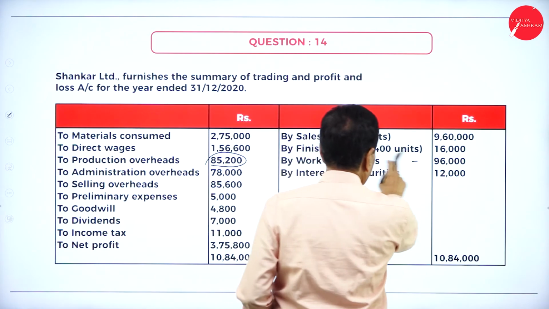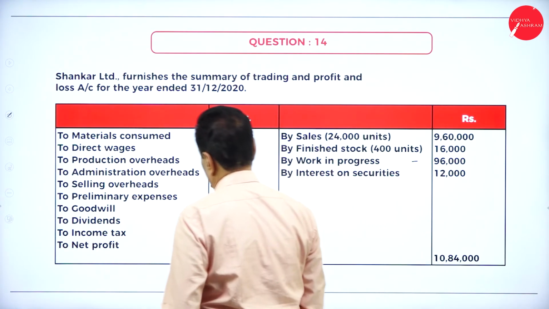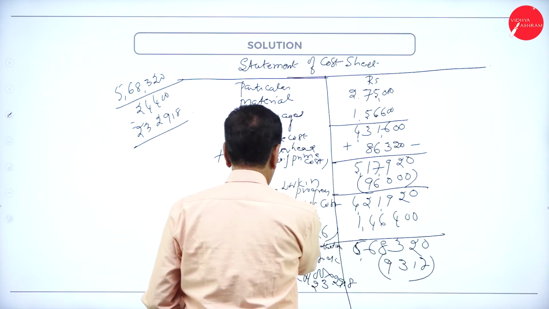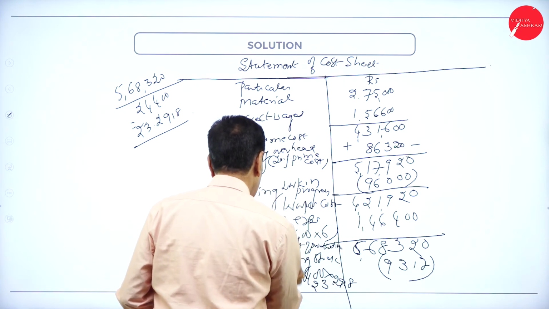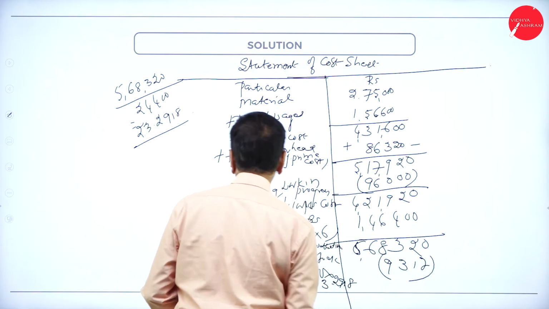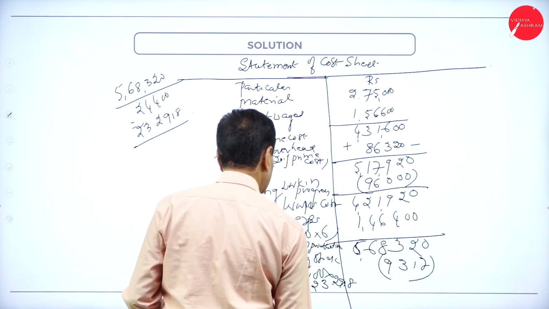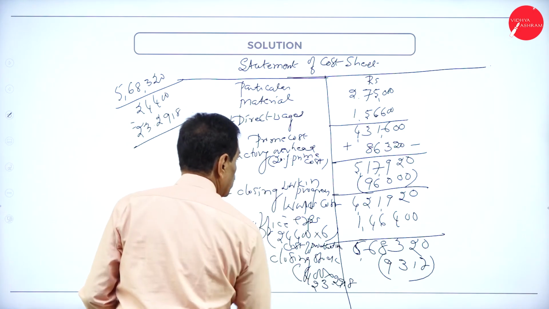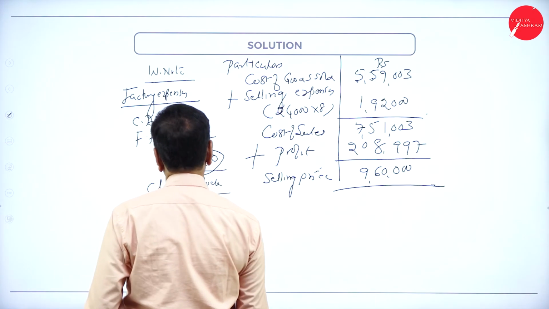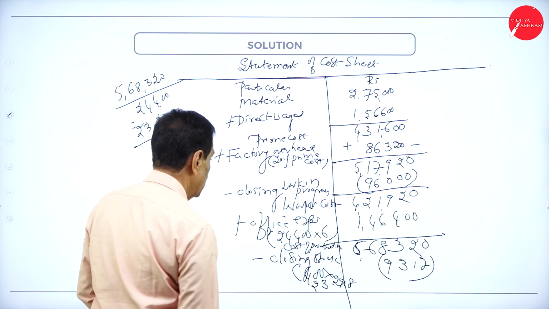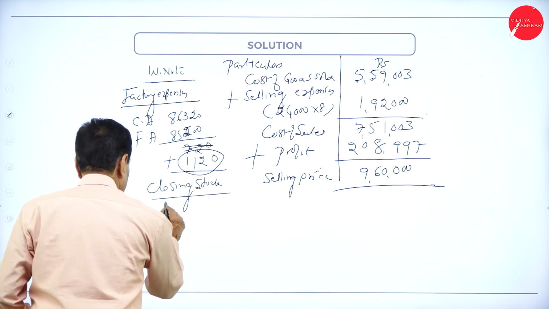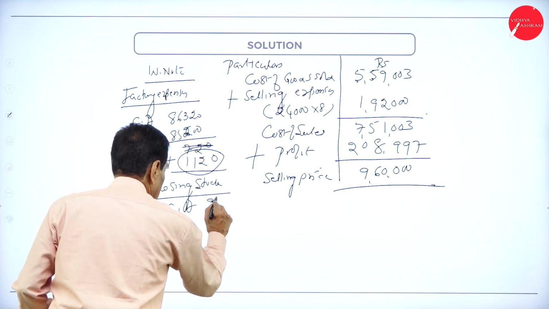As per this, finished cost is 16,000. If you come back to work in progress, we have office expense. What's your closing stock here? 9,317. First you go to office expense, closing stock 9,317, in CA, 9,317.